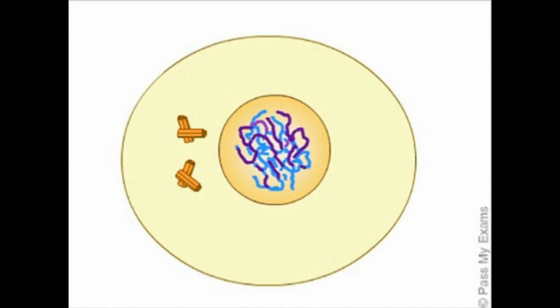Before the process of meiosis begins, the cell first has to go through interphase. The cell replicates all its single-stranded chromosomes as it prepares for division.